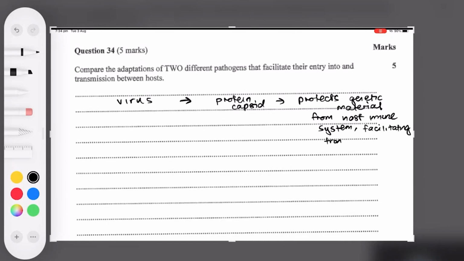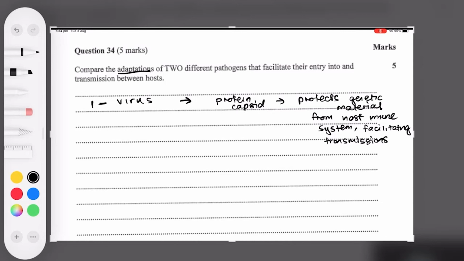Now, what I would say here, everyone, is this is okay, but it's very weak. Do you know why this is a weak adaptation? It's because all viruses have this. So yeah, you could talk about this, but it's just very vague. You want to be specific. What are some specific adaptations bugs have?